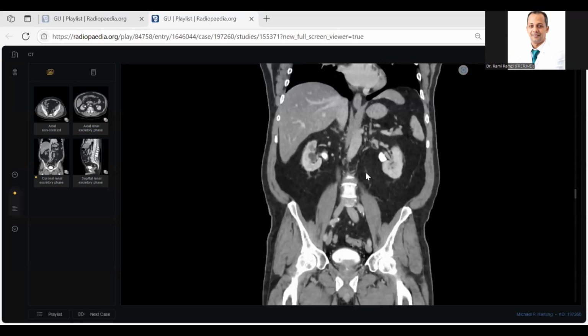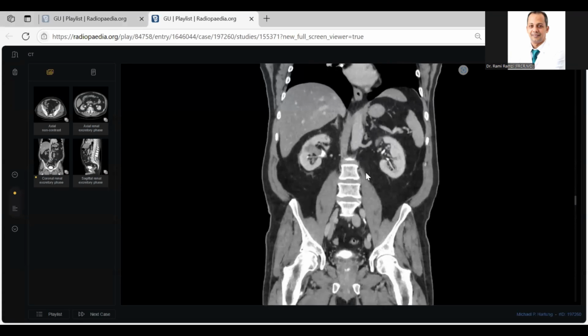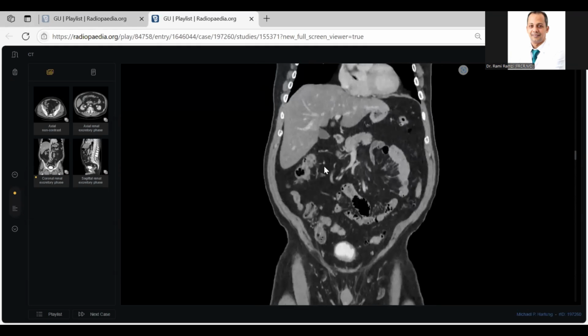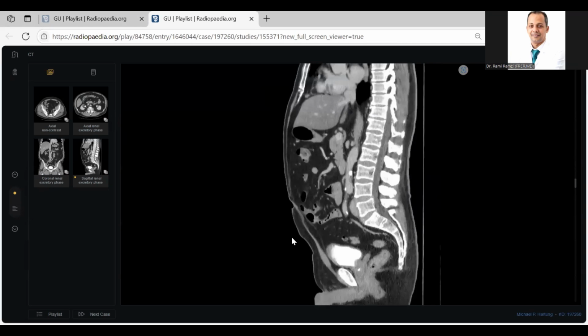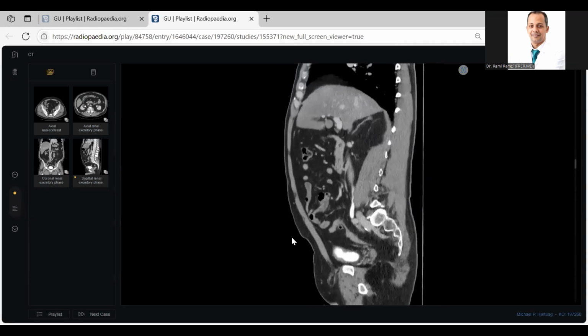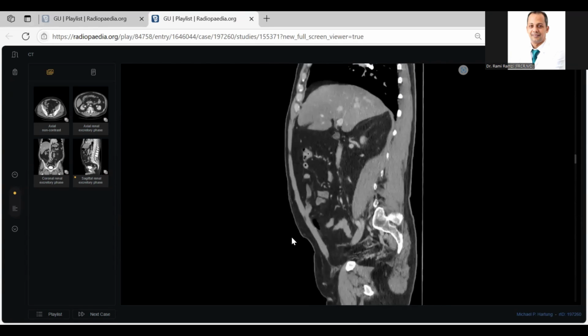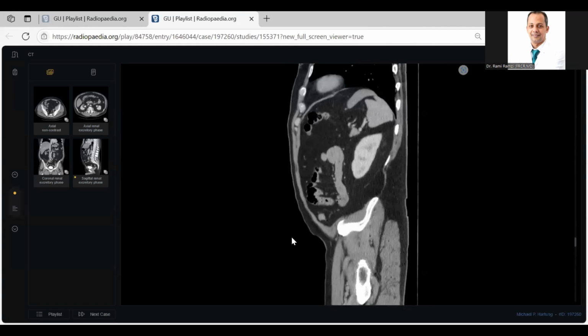Here, this is a relatively hypo-enhancing mass. It shows milder enhancement in comparison to the renal parenchyma. And here, the nodularity of the bladder. So this is a synchronous transitional cell carcinoma of the kidney and the urinary bladder. It is very common for transitional cell carcinoma to be multicentric or synchronous.